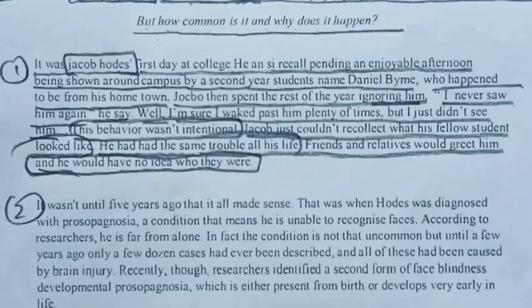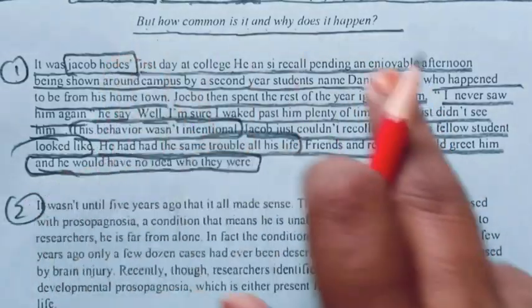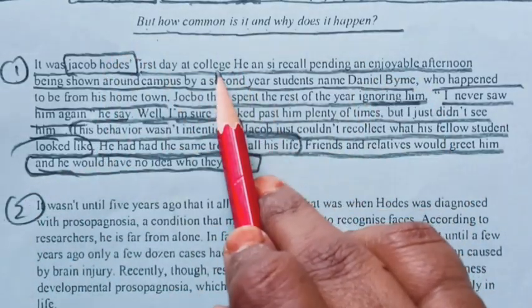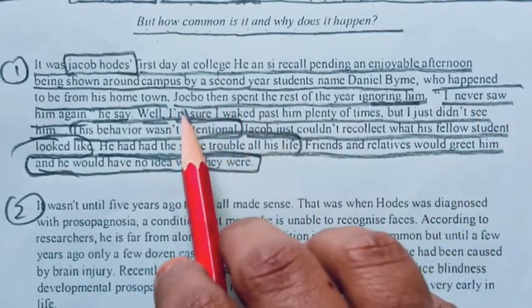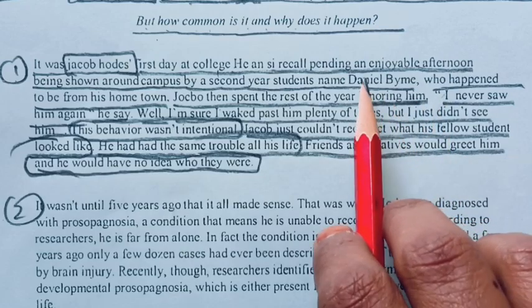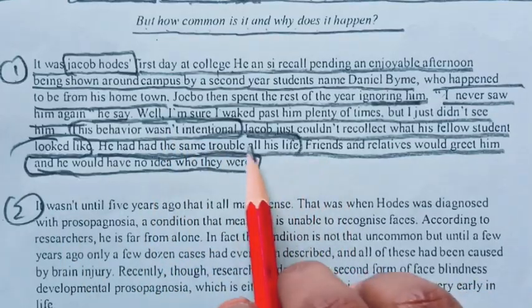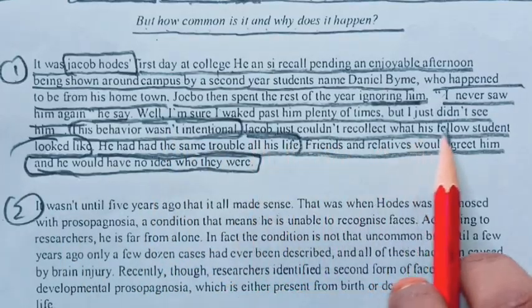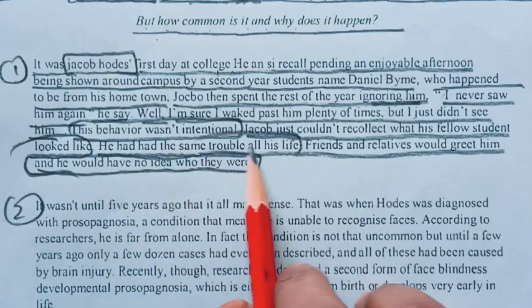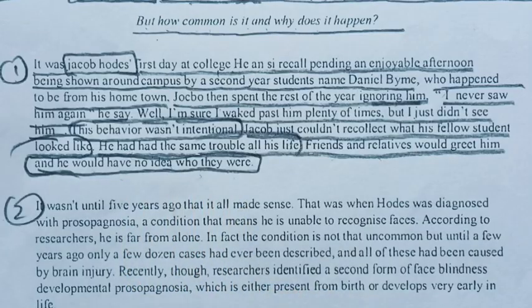Okay, so in this paragraph they are talking about Jacob and Daniel. Both are from the same hometown, both are going to the same college. But what they are saying is, Jacob then spent the rest of the year ignoring him. Whom is he ignoring? He is ignoring Daniel. But it was not intentional. Jacob just couldn't recollect what his fellow student looked like. He had the same trouble all his life. Friends and relatives would greet him and he would have no idea who they are. So let's see whether we are getting our answer or not.